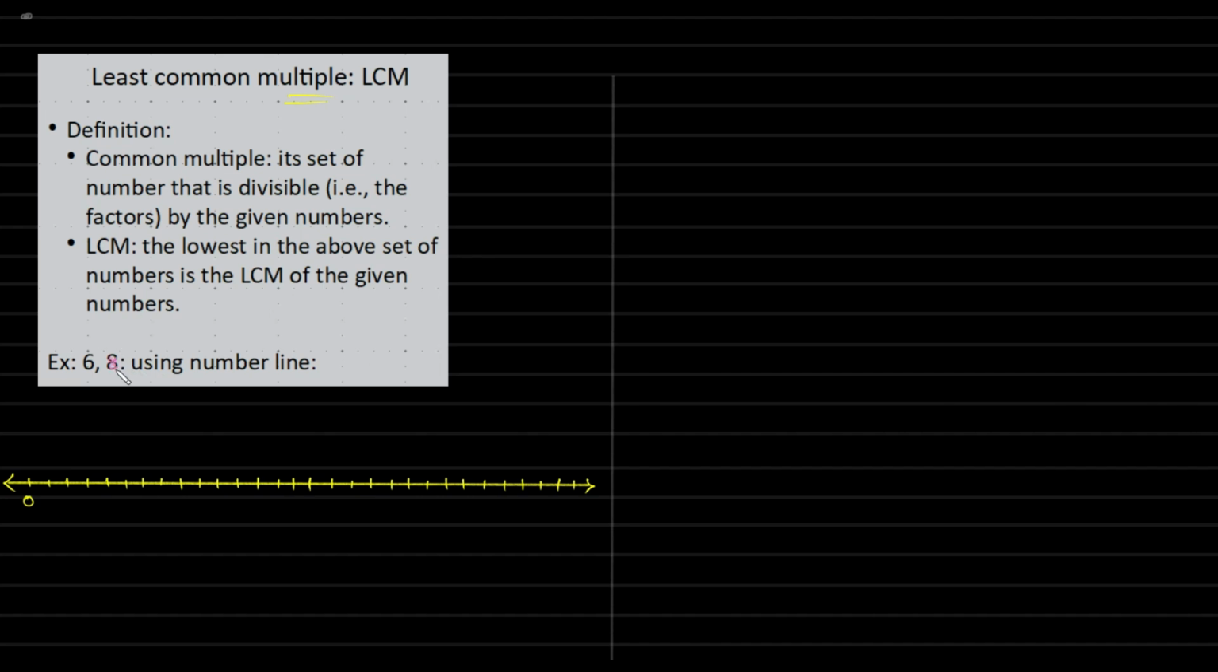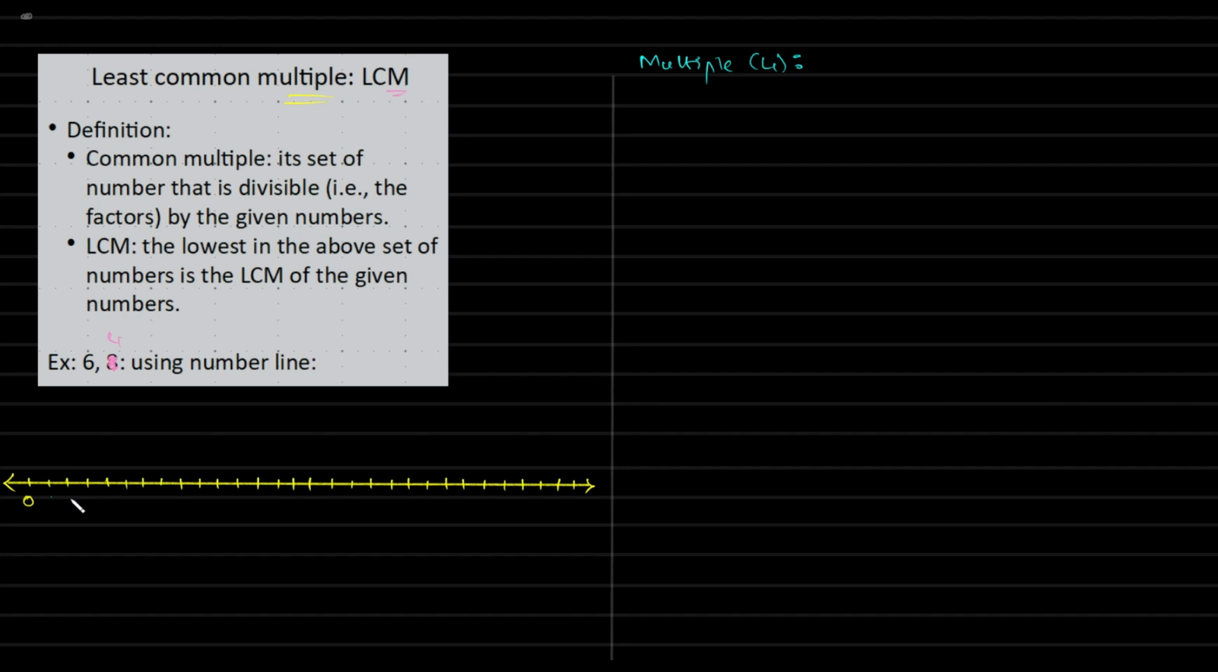So instead of 6 and 8, I'll take 6 and 4. It's much easier on the number line, so I'm going to explain LCM using the number line. We'll start off with the M part, that is, a multiple. We'll start off with multiples of 4. So what is a multiple of 4 in natural numbers?